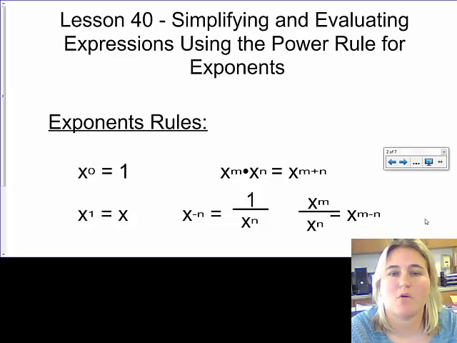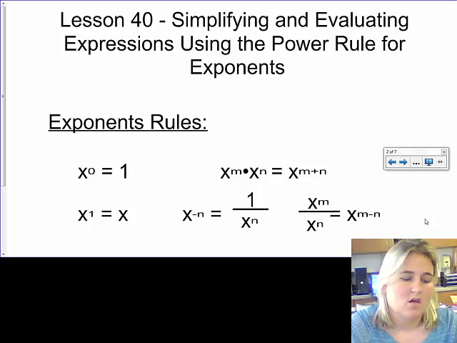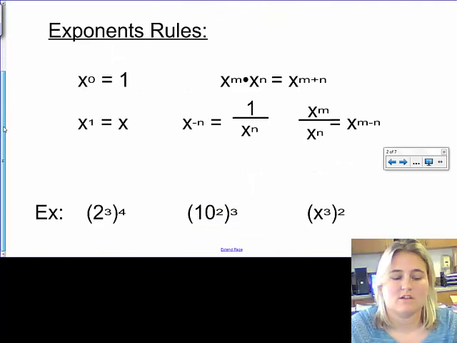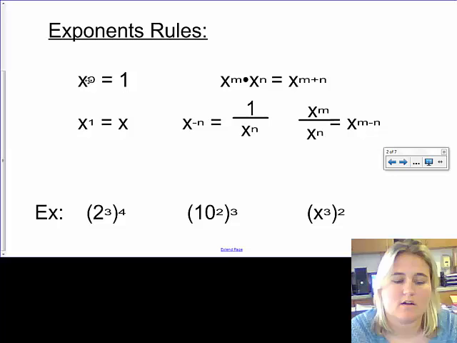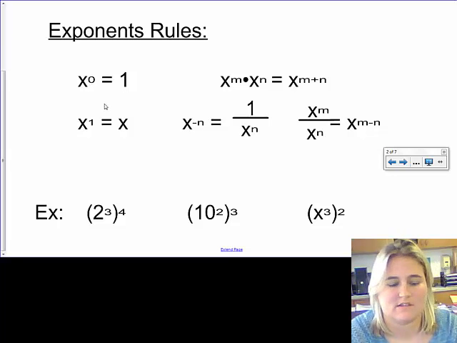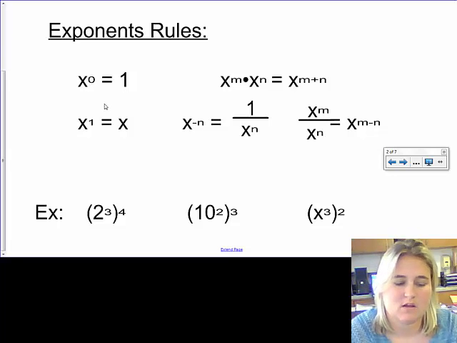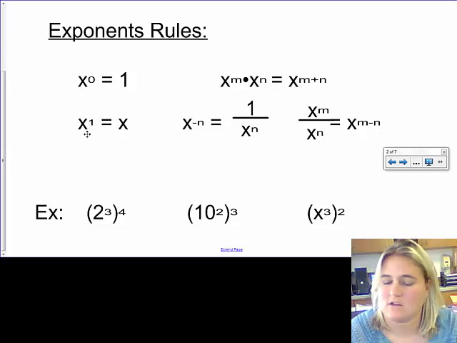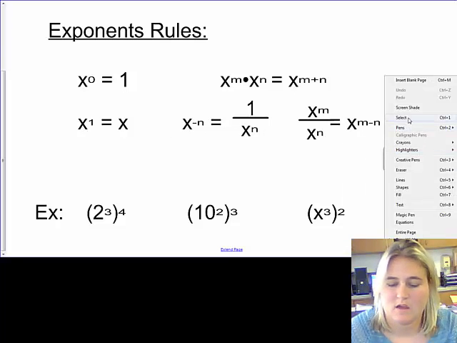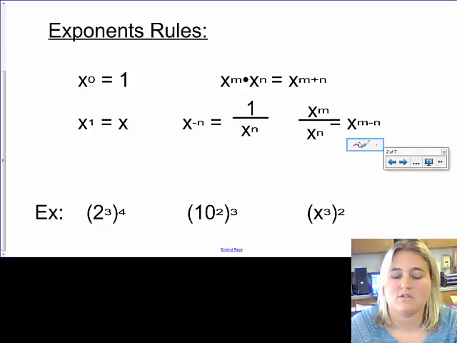Lesson 40, simplifying and evaluating expressions using the power rule for exponents. What I have listed here are some exponent rules that we should already know, and those are things such as x to the power of 0, or anything to the power of 0, is always equal to 1. Where we have x to the first power, that is always where we get that base. It's like the identity exponent.